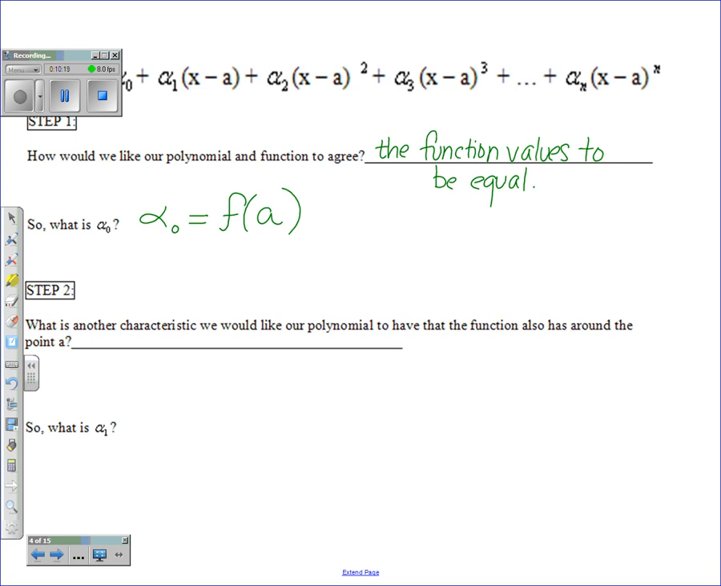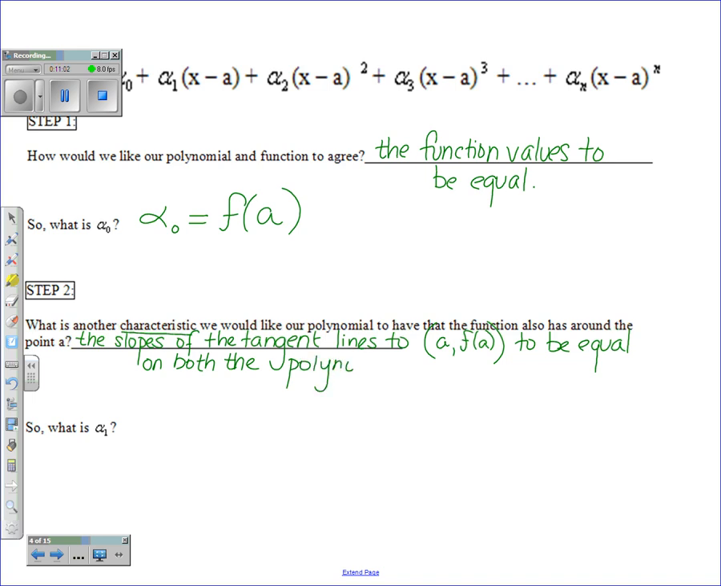Secondly, the second characteristic that we would like our polynomial to have, the function also has around the point a, we would like the slopes of the tangent lines to a, f of a, to be equal or the same on both the polynomial and the original f. On both the polynomial and f.